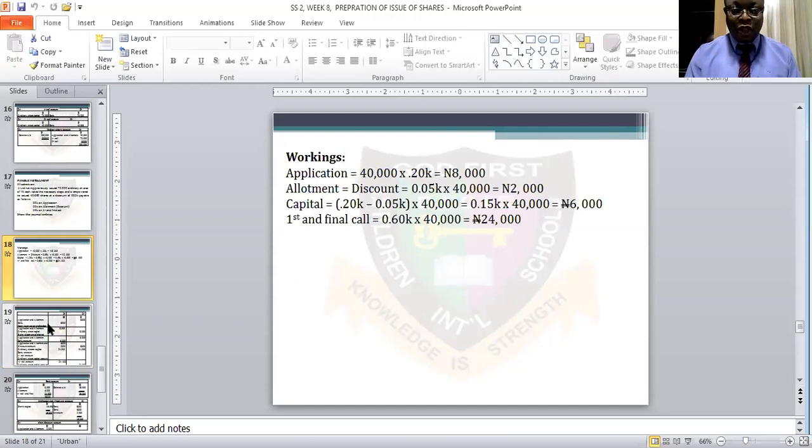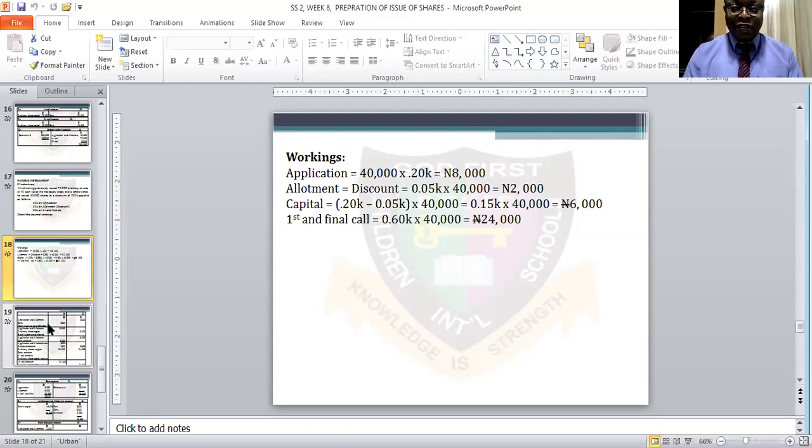Then under the allotment, that is the discount, 5 kobo. Multiply 5 kobo by 40,000 naira. That will be 0.05. That is 5 kobo. Just divide 5 kobo by 100 kobo, that means simply 5 divided by 100. That will give you 0.05. So when you multiply by 40,000 ordinary shares, that will give you 2,000 naira.